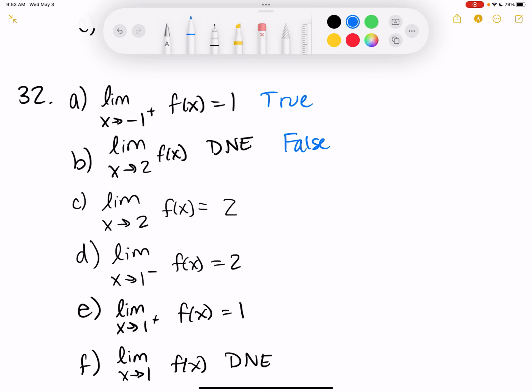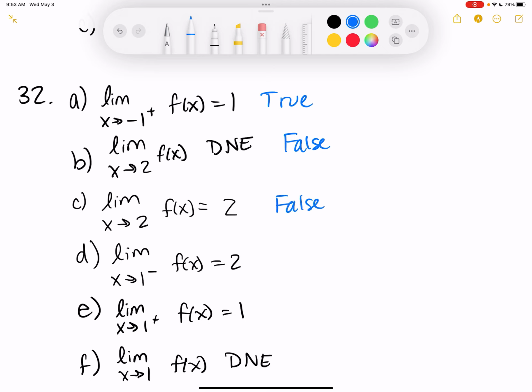All right, how about the limit as x approaches 2 of f of x? Is it equal to 2? Or well, it says it's equal to 2. Is that true or false? False. I kind of just answered that question for you when I explained the last one. It's false because it's equal to 1.